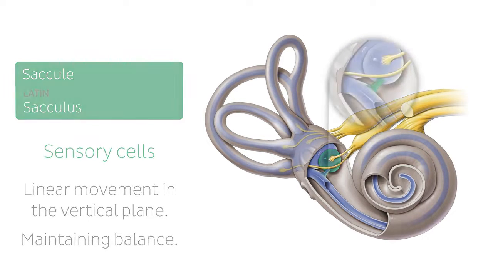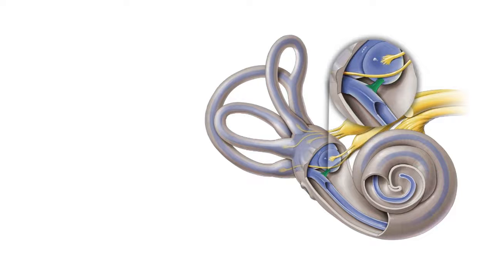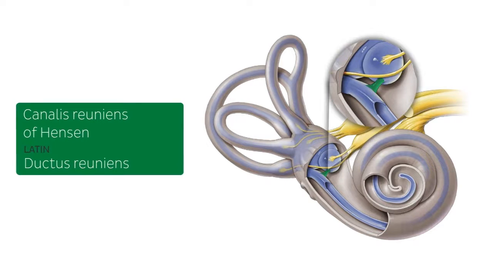The saccule that we just looked at is connected to the cochlear duct via a small duct seen here in green, known as the canalis reuniens of Hensen. The canalis reuniens of Hensen is a small duct found in the inner ear that connects the lower part of the saccule to part of the cochlear duct near its vestibular extremity.